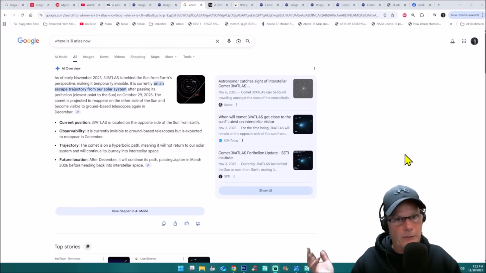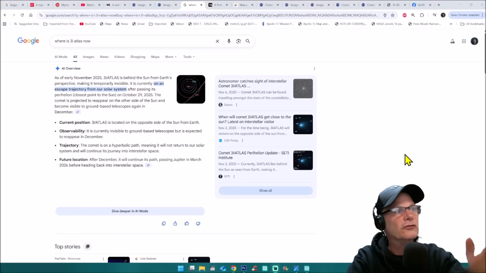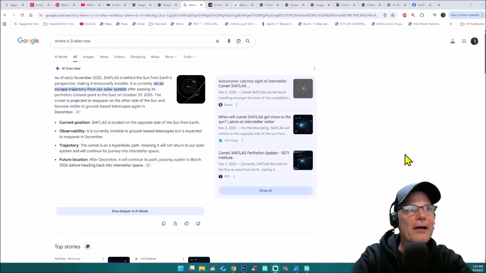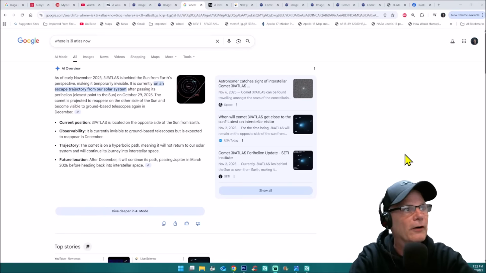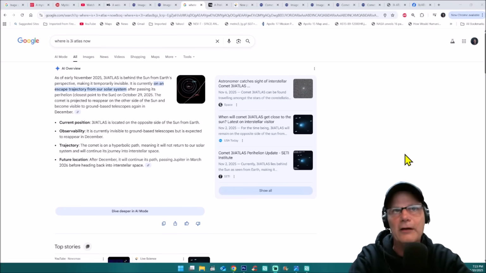So here we go, folks. We're already almost halfway into November, so we'll just see what transpires out of that. Trajectory: the comet is on a hyperbolic path, meaning it will not return to our solar system and will continue its journey into interstellar space, right? Future location: after December, it will continue its path, passing Jupiter in March 2026 before heading back into interstellar space. Okay.